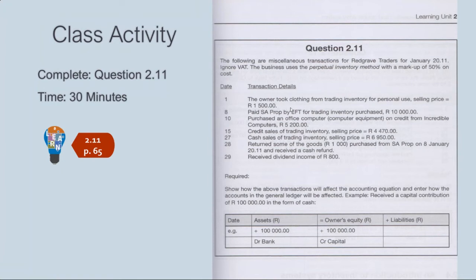Okay, under which category does drawings fall? You have an option of one of three. It's either asset, owner's equity, or liability. Where does drawings go? Owner's equity, that's correct.